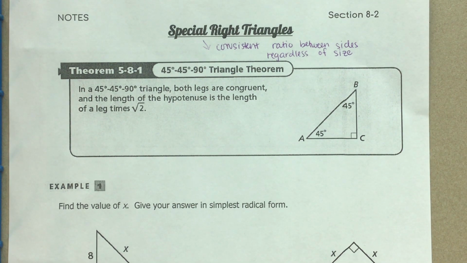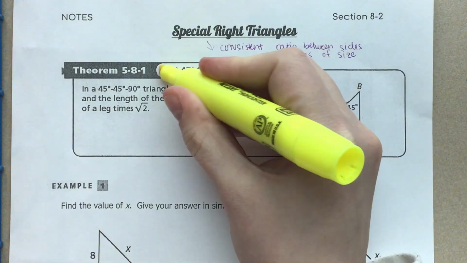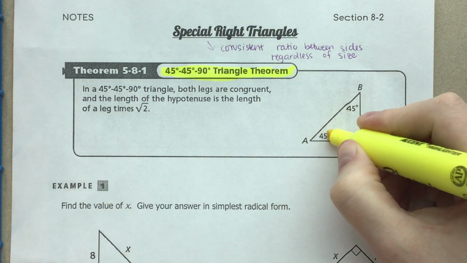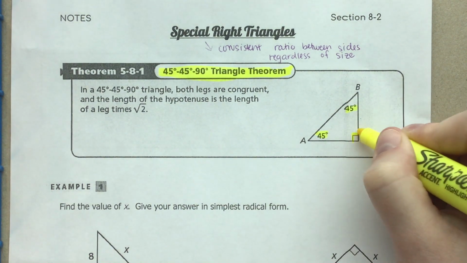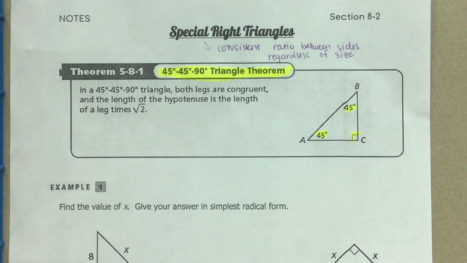And the first type of triangle we have is something called a 45-45-90 triangle. So what is that? What are we talking about when we say 45-45-90 triangle? Well, we're talking about the angles inside of that triangle. Notice how this angle is 45 degrees. This angle is 45 degrees, and this angle is 90. So if we have a triangle that has two 45-degree angles and one 90-degree angle, then it's going to be able to follow this special pattern.